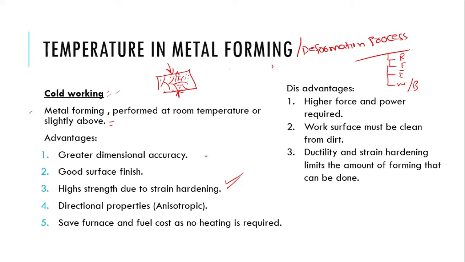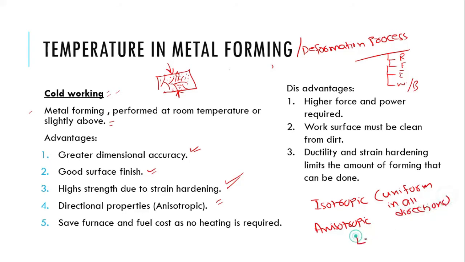Some side effects of this are that it has good dimensional accuracy. We ultimately get a good surface finish. It has an isotropic behavior. There are two kinds of behavior in metallic materials. The first one is called isotropic behavior, and the other one is anisotropic behavior. Isotropic means uniform in all directions, while anisotropic means it is directional.